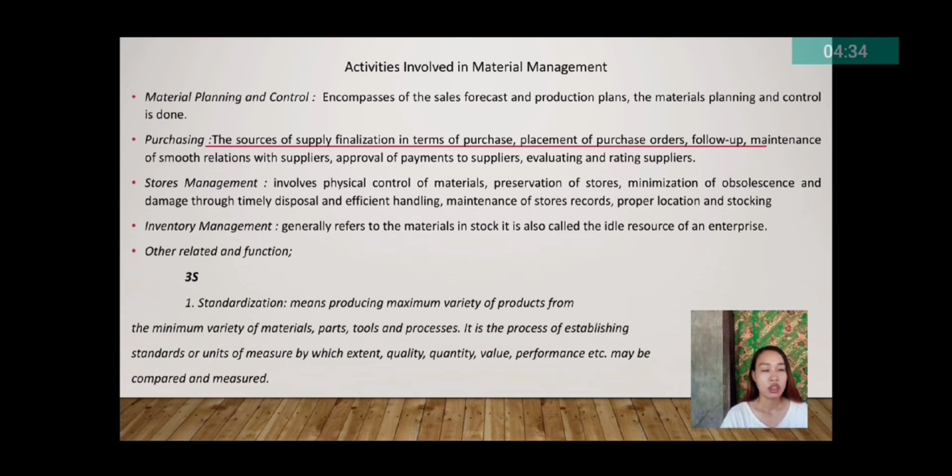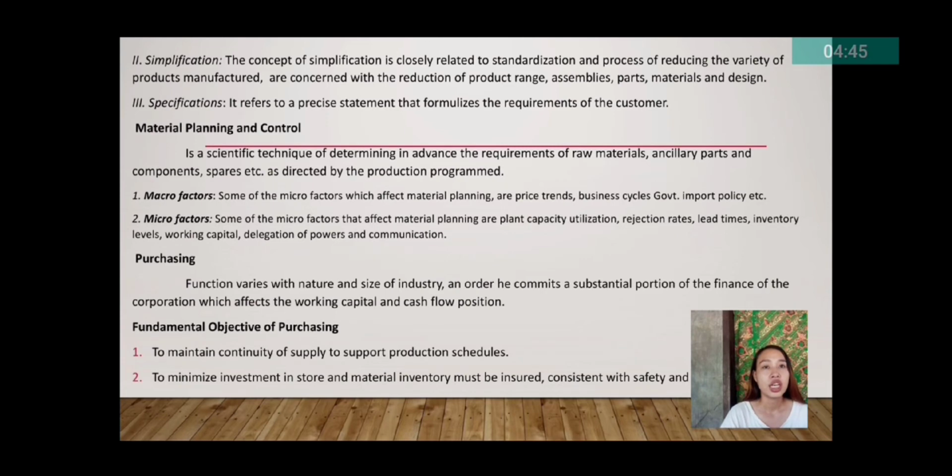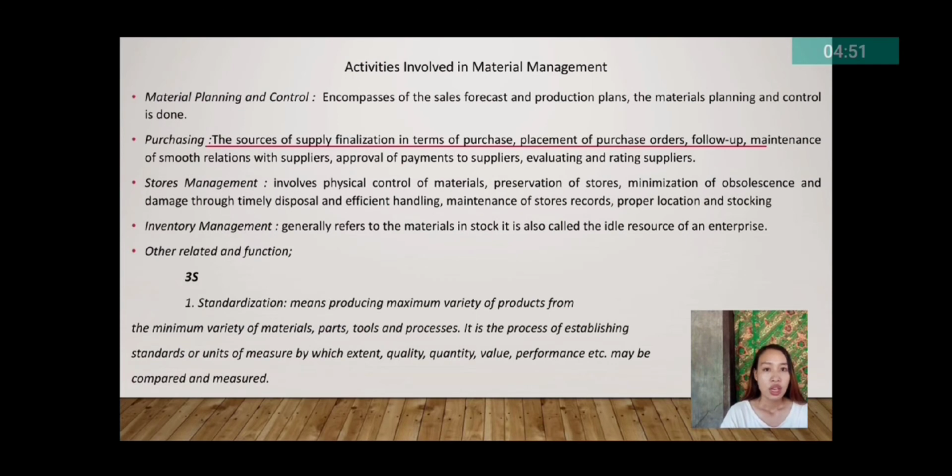Other related functions and activities involved in material management. First is standardization. Second is simplification. Third is specification. So, the first, standardization, means producing the maximum variety of products from the minimum variety of materials, parts, tools, and processes. It is the process of establishing standard units measured by extent, quality, quantity, value, performance, etc., that may be compared with the measure.